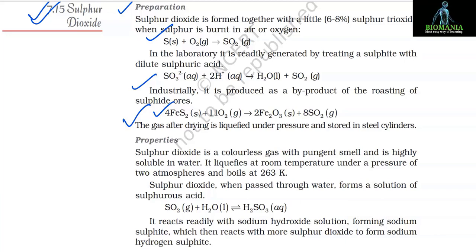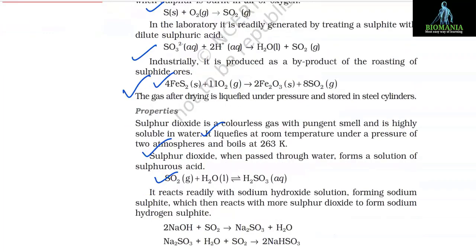Properties. Sulfur dioxide is a colorless gas with pungent smell and is highly soluble in water. It liquefies at room temperature under a pressure of 2 atmospheres and boils at 263 Kelvin. Sulfur dioxide, when passed through water, forms a solution of sulfurous acid. SO2 plus H2O gives H2SO3.